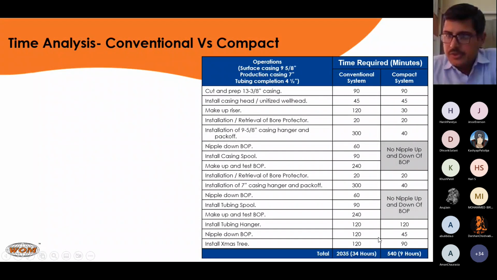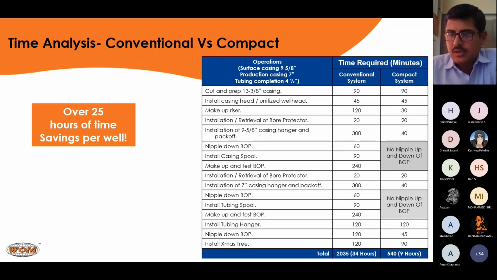Correct. So if you sum up these figures, it boils down to only 9 hours or 540 minutes in the case of the compact system. So if you see the advantage of compact over the conventional system, there is a huge time saving of around 25 hours if you shift from the conventional system to the compact system.